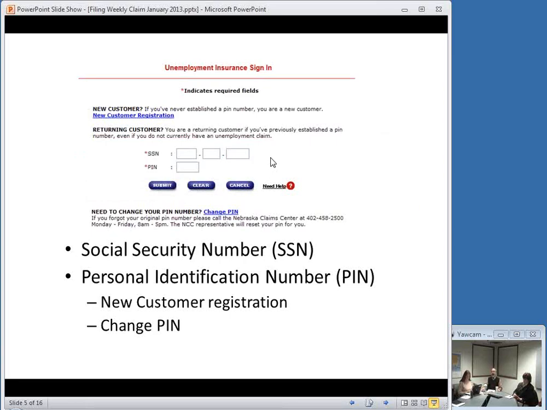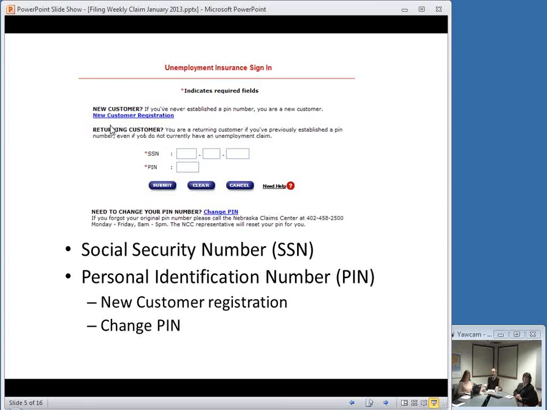If you select that link, you come to the next screen. They're signed in, and they are required, of course, to use their Social Security number and their personal identification number, a PIN number. Anyone who's filing a new weekly claim shouldn't be a new customer, but if they are filing a new claim, they'll be required to select this link up here, the new customer registration.